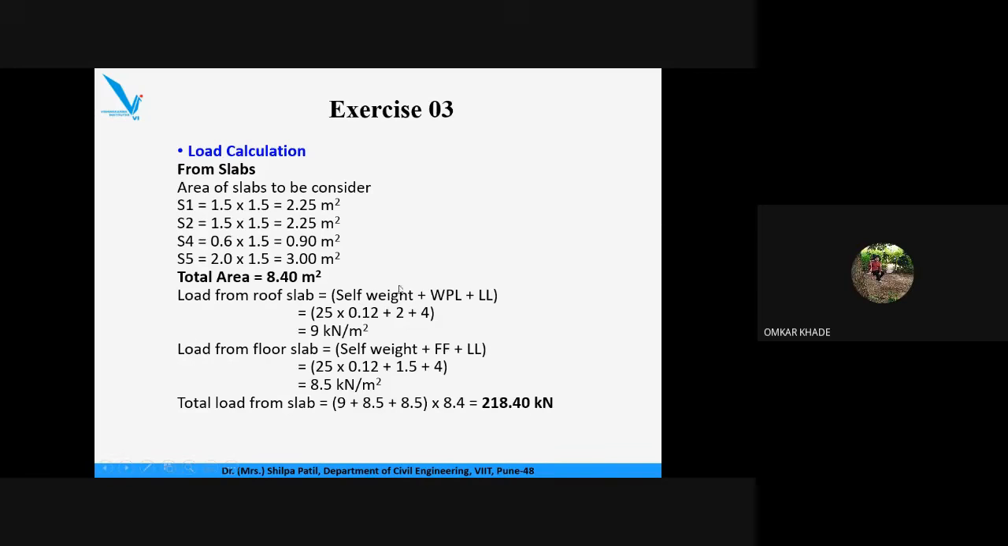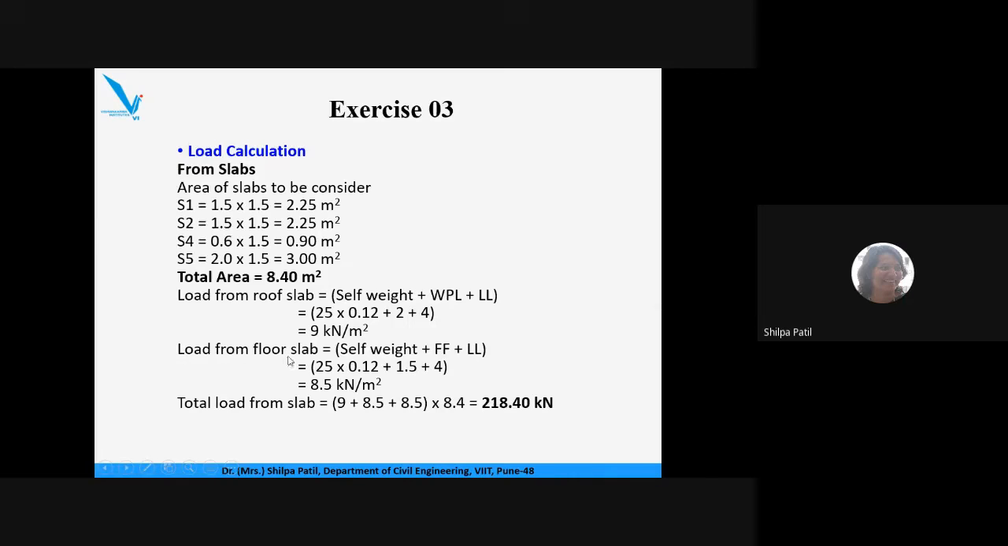So self weight is calculated here as 25 as unit weight of the RC multiplied by its thickness. Thickness of slab is given as 120 mm, and per meter width we calculate, so it is multiplied by 1. Plus waterproofing load is directly given as 2. Live load is directly given as 4. So the total load coming from roof slab is 9 kilonewton per meter square.